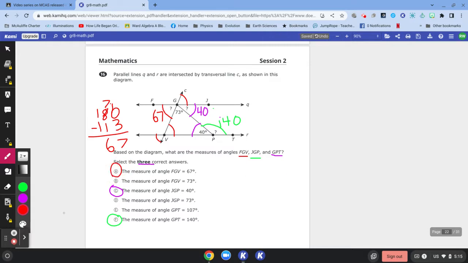Hope that was helpful. I'm going to go ahead and do one more that has to do with geometry, and that's a volume question. So I'm going to pause.